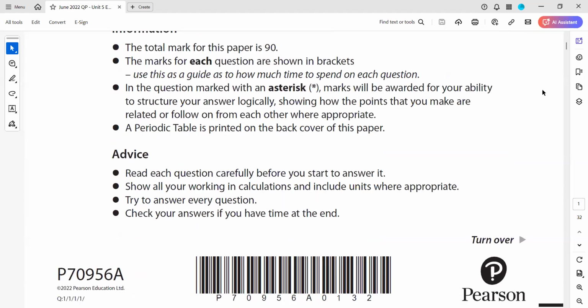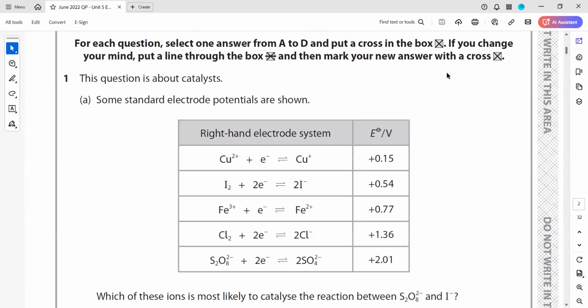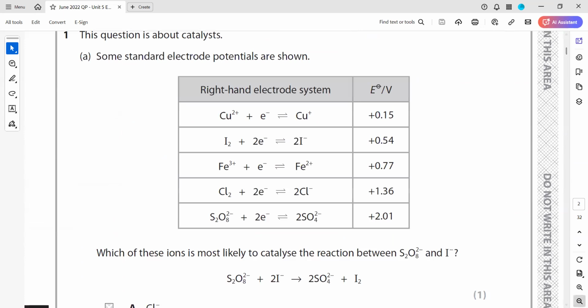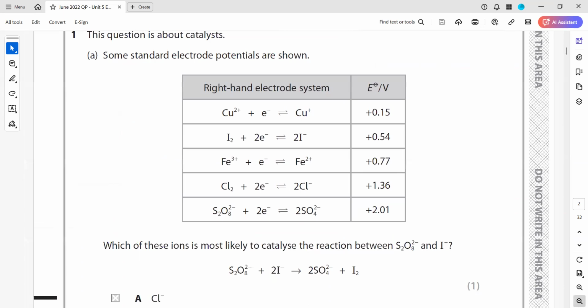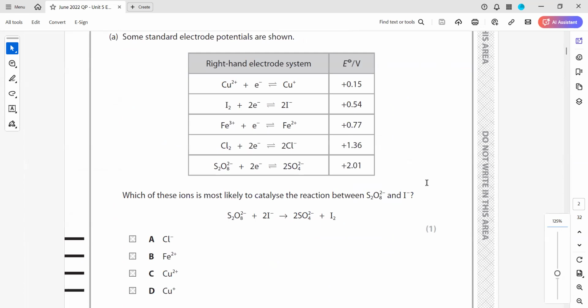June 2022, Unit 5. We'll discuss MCQs today. This question is about the catalyst. As you can see, some standard electrode potentials are shown for copper, for iodine, for iron 3, chlorine. Which of these ions is most likely to catalyze the reaction?